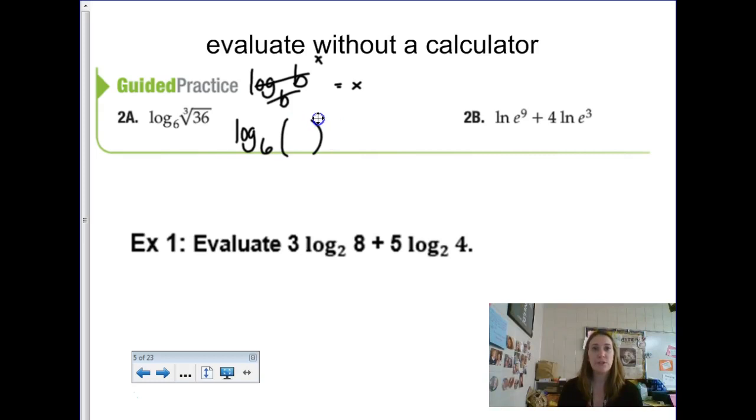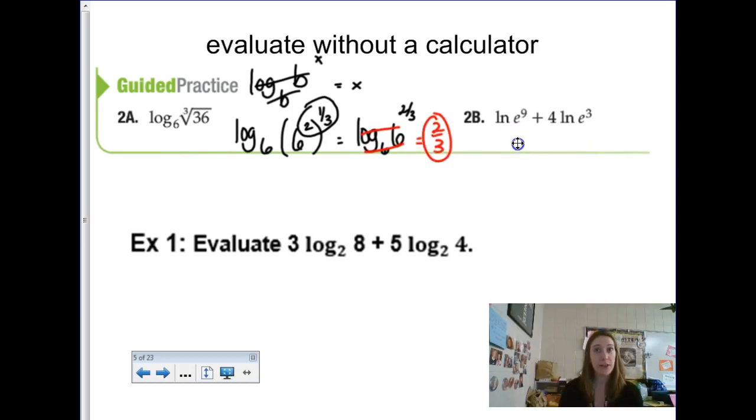So first thing I'm going to do is change the third root to a 1/3 power, and then instead of 36, I'm going to call that 6 squared. Well, if I use a little bit of exponent rule here, I could combine these exponents together and make a 2/3 power. So log base 6 of 6 to the 2/3 power, log base 6 of 6 will cancel, leaving you with just 2/3.